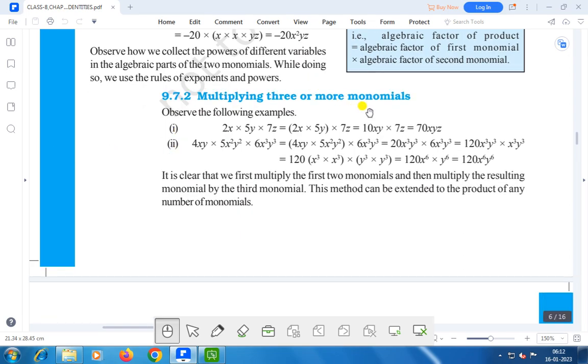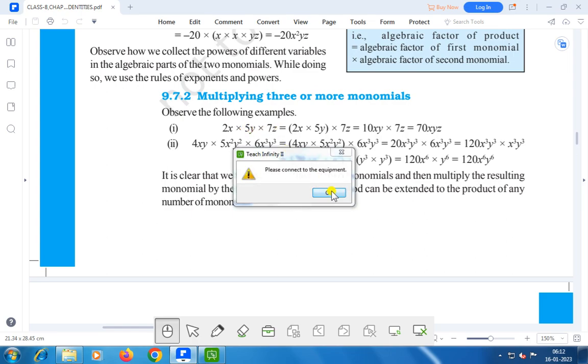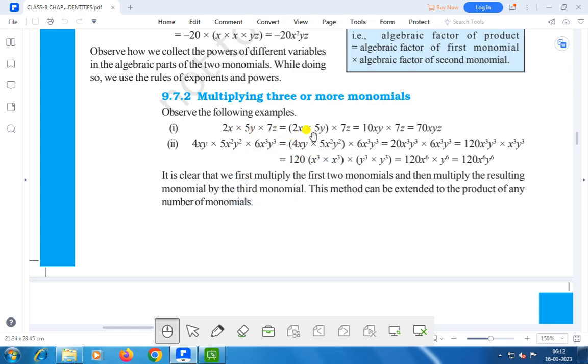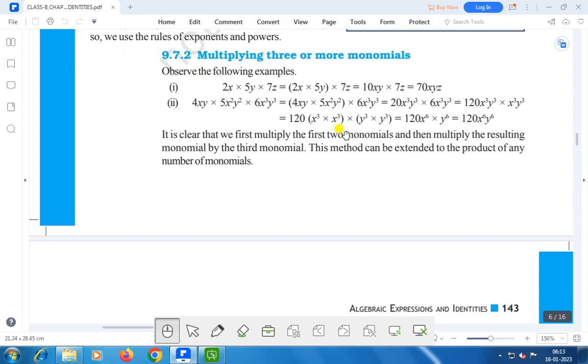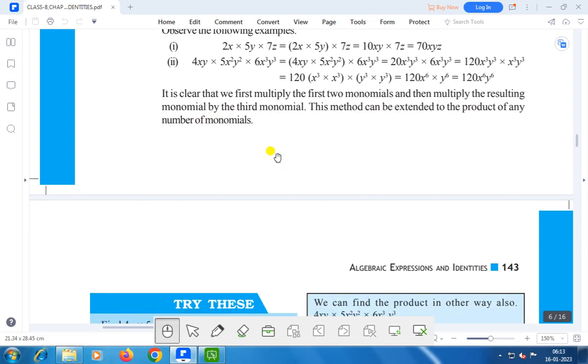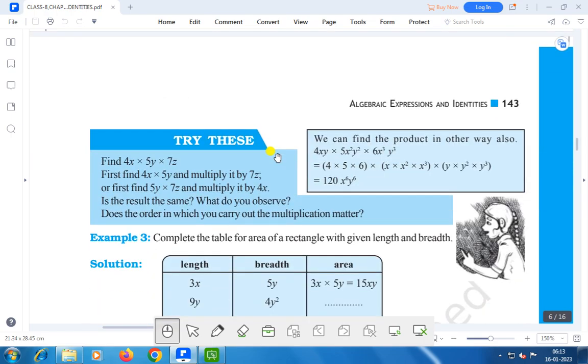Multiplying three or more monomials. Observe the following examples. 2x into 5y into 7z equals 2 into 5 into 7 into x into y into z, that is 70xyz. 4xy into 5x square y square into 6x cube y cube, if you multiply this, that is 120 x to the power 6 y to the power 6. It is clear that if we multiply the first two monomials and then multiply the resulting monomial by the third monomial, this method can be extended to the product of any number of monomials.